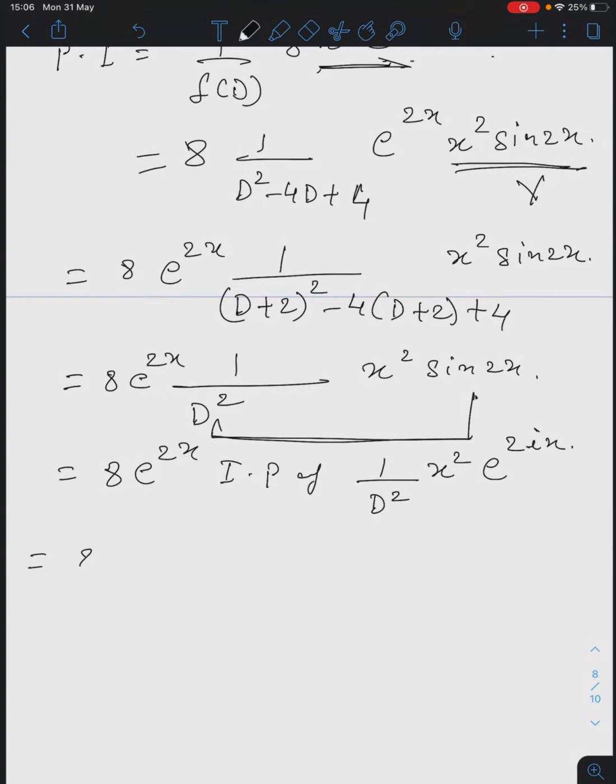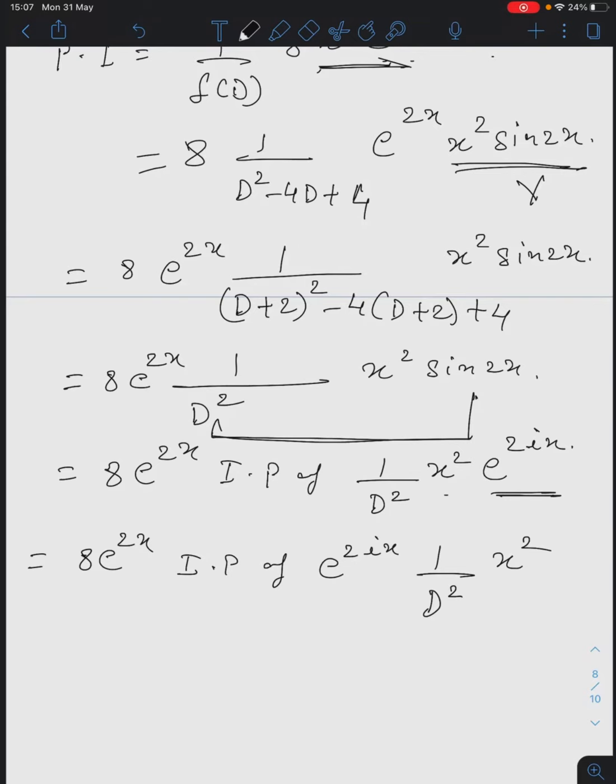So this is again 8 e to the power 2x as it is. Now the imaginary part of, as you can see, e to the power iax is multiplied with x square. So again the repeated formula will apply. You will write e to the power 2ix to the left of the operator 1 by d square, and this you will apply on x square.